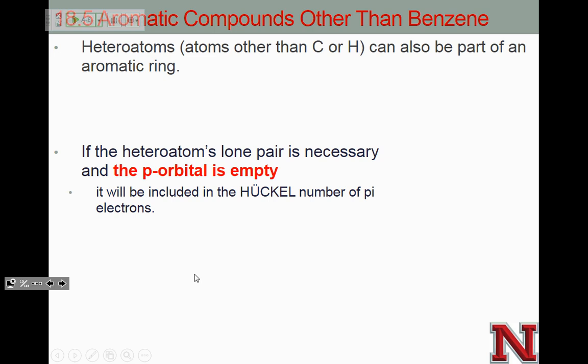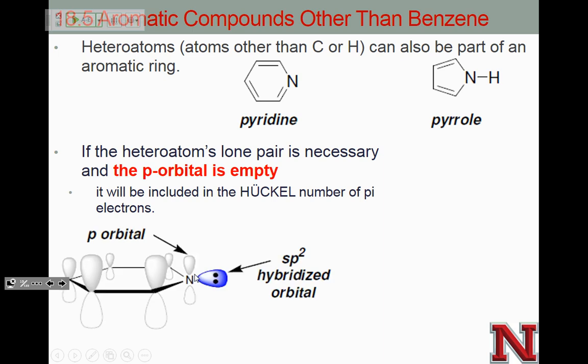Heteroatoms, other than carbon and hydrogen, can also be part of the aromatic ring. If we look at these cases, we have pyridine and pyrrole. And remember that nitrogen has a lone pair, but the lone pair may or may not be participating in the aromaticity. It depends on the compound. So if the heteroatom's lone pair is necessary and the p orbital is empty, then it will be included in the Huckel pi number, but it might not be.